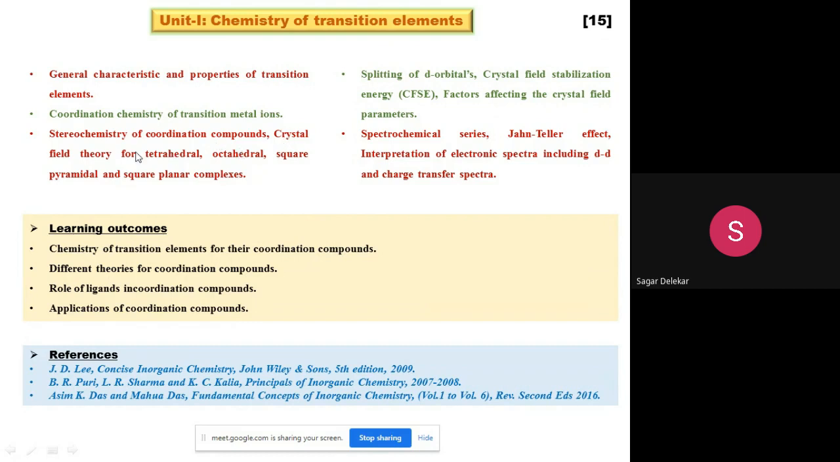Then, in crystal field theory, if you look at bonding in coordination complexes, there are different theories: VBT, CFT and MOT, the three major theories. But in our syllabus, crystal field theory for tetrahedral, octahedral, square planar and square pyramidal complexes is included. Crystal field theory deals with the splitting of d orbitals. There are five d orbitals, and these five d orbitals have been grouped into two sets: one is t2g and the other is eg. In tetrahedral, one can simply write t2 or e.